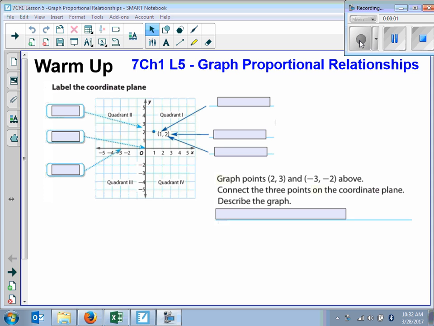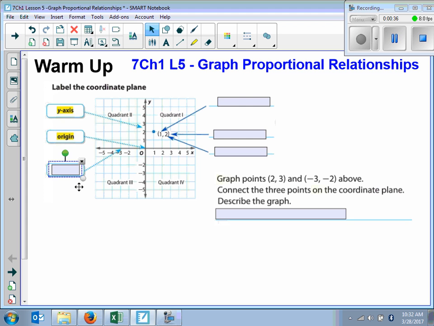Right, so chapter 1, lesson 5 is graph proportional relationships. In the warm-up, it says label the coordinate plane. This first arrow is pointing to this vertical line. What is that called? That is the y-axis. Very good. This one is pointing to the point right in the middle of the two lines. That's going to be the origin. Very good. And then this one is pointing to the horizontal line. What's that called? That's the x-axis.